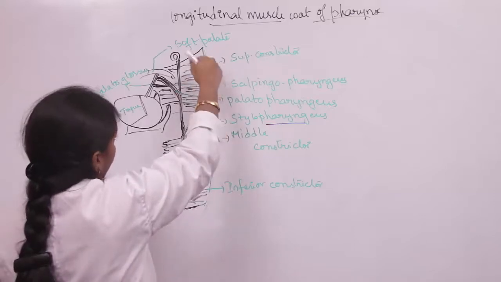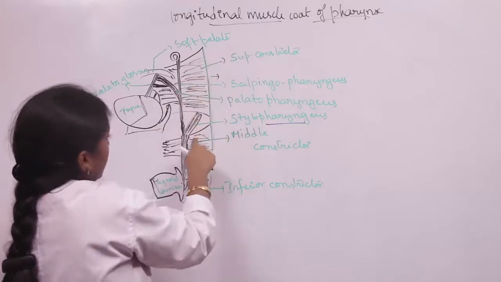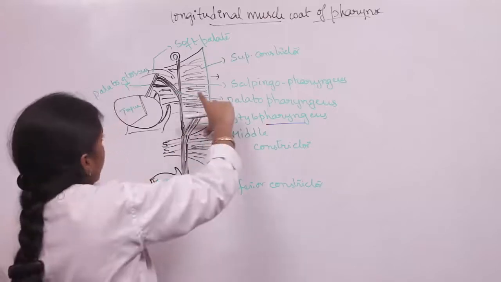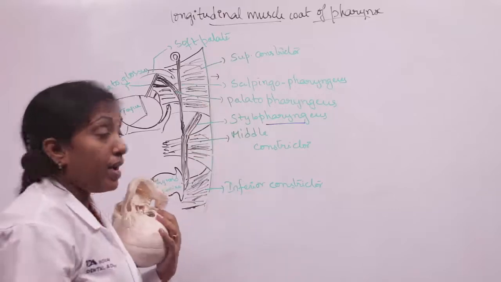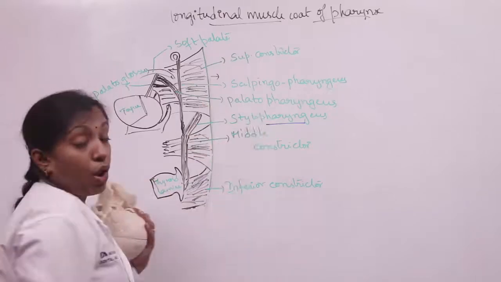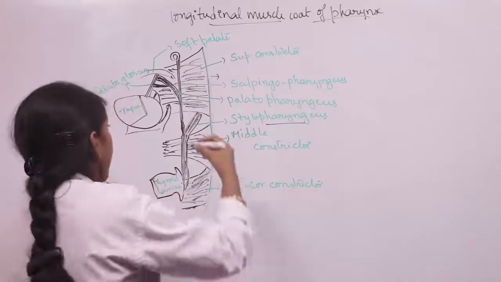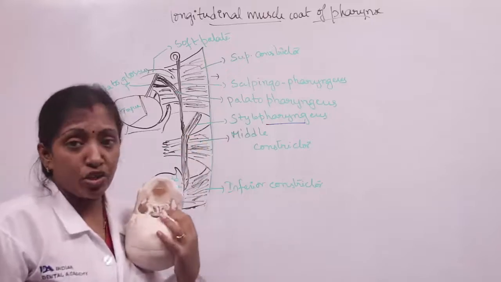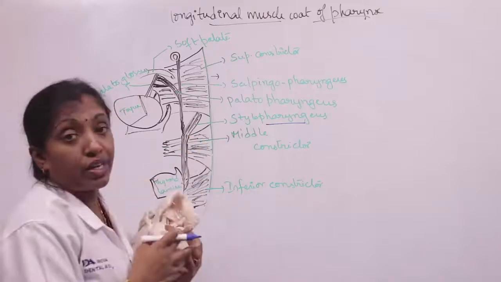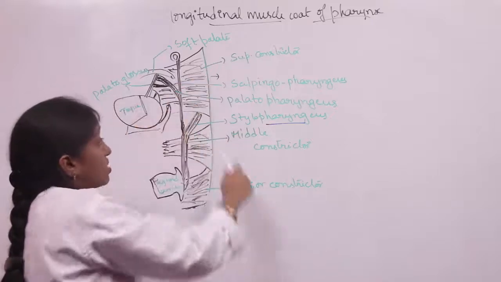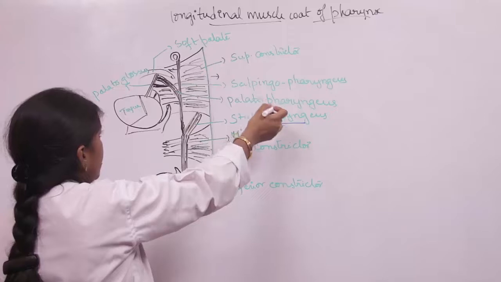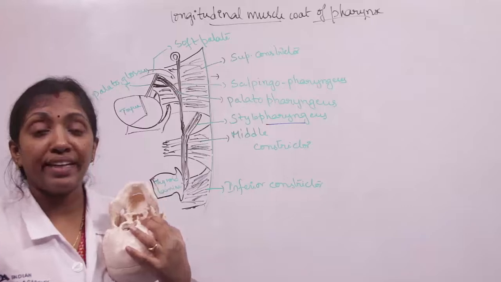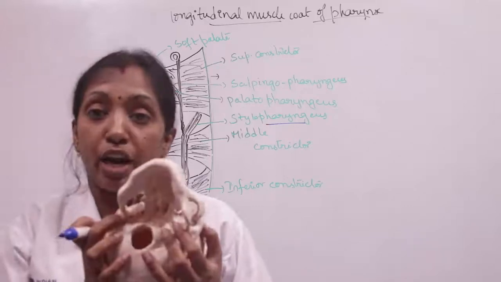styloid process and it passes in between the superior constrictor and middle constrictor along with the glossopharyngeal nerve. Between the superior constrictor and middle constrictor there exists a gap, and here the stylopharyngeus muscle along with the glossopharyngeal nerve enters, and here it forms a conjoint tendon along with the other two longitudinal muscles. They are nothing but the palatopharyngeus and salpingopharyngeus.